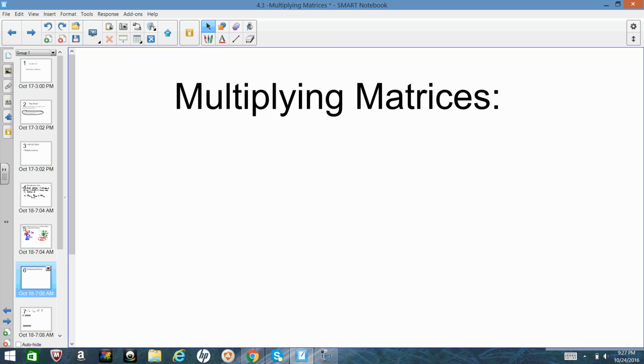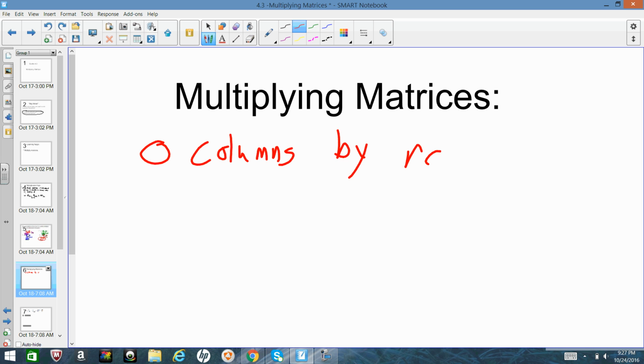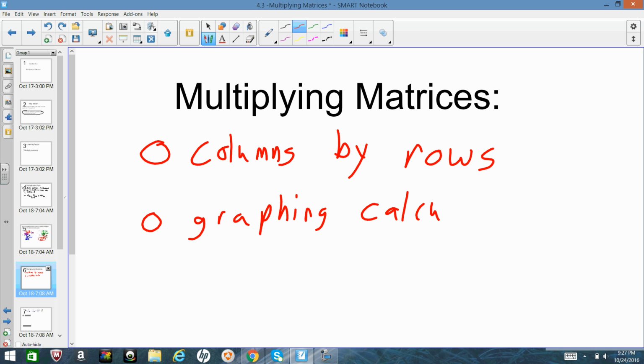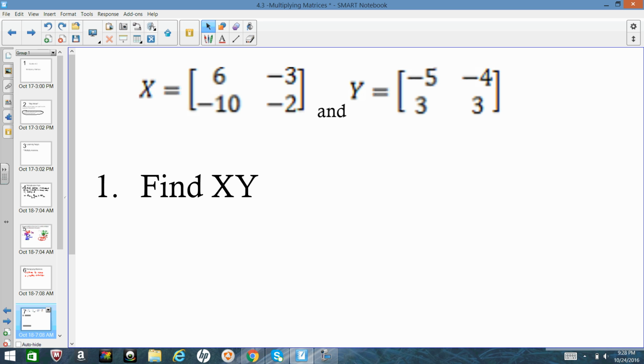Let's look at how we would multiply matrices. So when we multiply matrices, this is going to be columns by rows. You can also do it in your graphing calculator, which we will show you at a later date. But you're multiplying columns by rows because we are doing them by hand today. So let's look at our first example. We are going to find f of x.